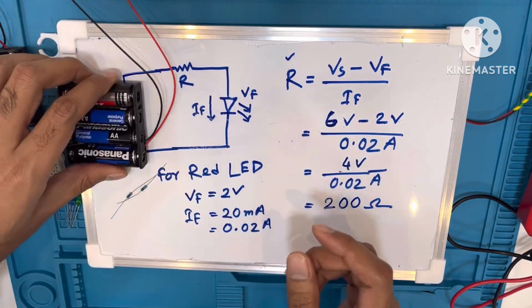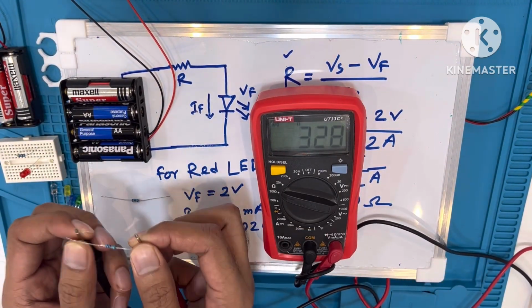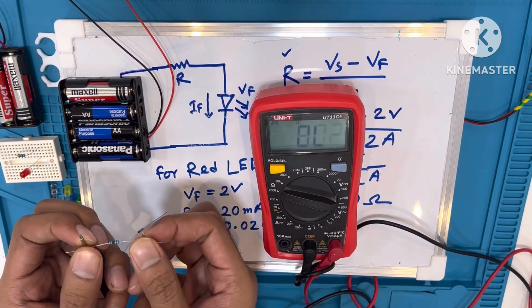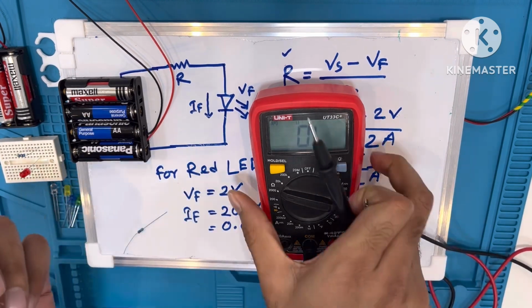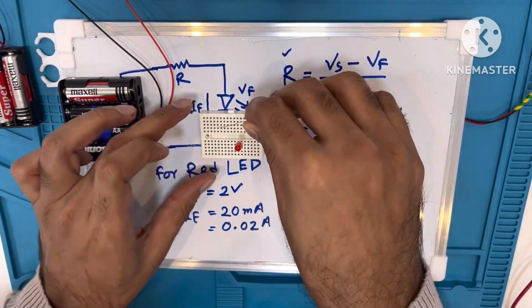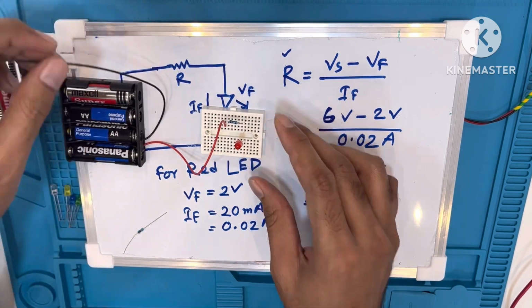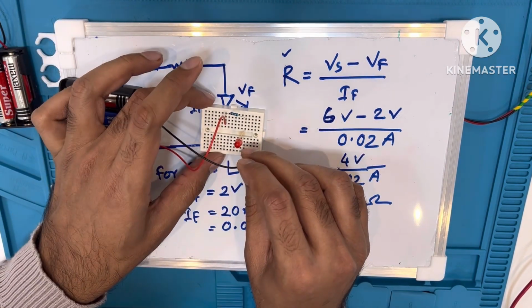Now let's check physically. Here the 6 volt. So let's find the resistor which is near 200. So here you can see 202, which is nearly the same. So I'm connecting this resistor in series with the LED.